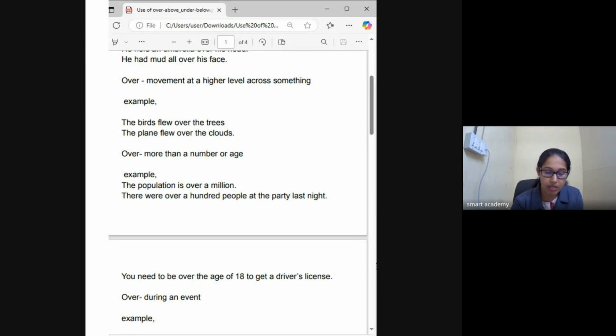There were over 100 people at the demonstration. They have read over 100 books this year. If it is more than a certain number, amount, or age, we use the preposition over. Clear or no?